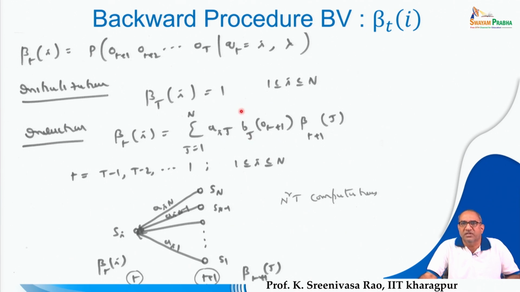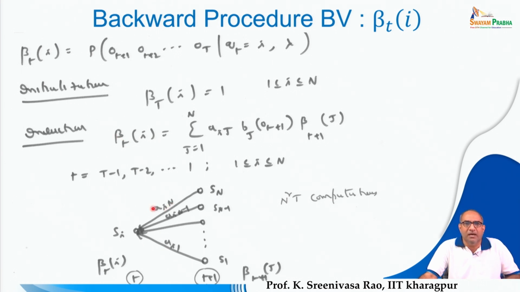And the system may be in one of the n states. So, j may range from 1 to n. Therefore, j equals 1 to n, b j of o t plus 1, that is all possible symbol probabilities, and then beta t plus 1 of j, which covers the rest of the sequence up to termination. So the summation over this product takes care of all of these things, and then it is multiplied by the transition probabilities. That way you can compute beta t of i.